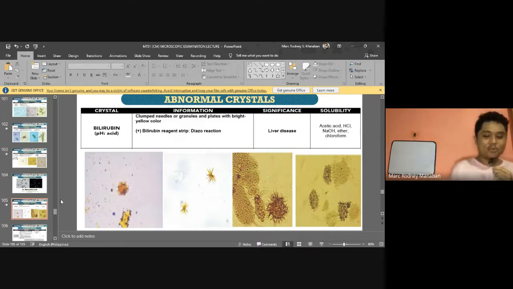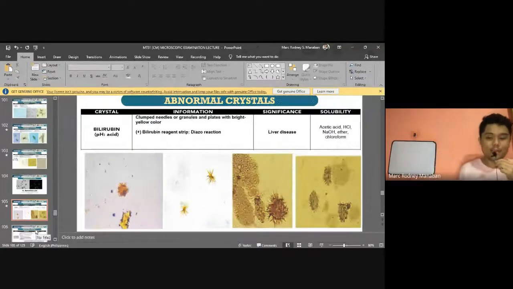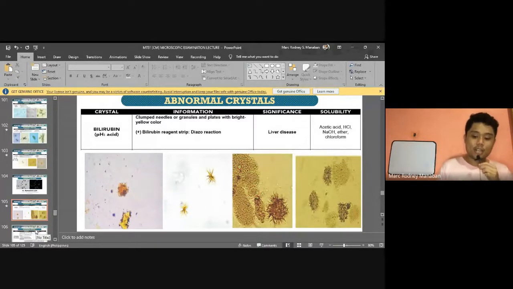Next, of course, you have bilirubin, with fine granules or needles appearance. And its color is golden brown or bright yellow. And of course, correlate it with the chemical exam: the chemical reagent strip should be positive. Significance, again, is still liver disease.